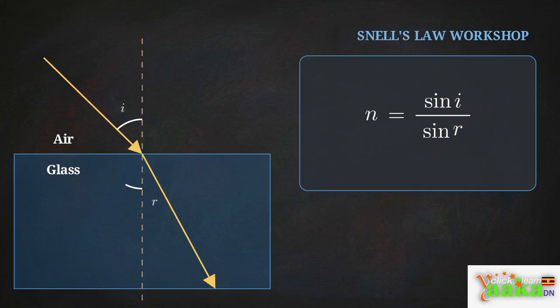When calculating these angles, there is a strict rule. You must always measure both the angle of incidence and the angle of refraction from the dashed normal line. You measure from the vertical line, never from the flat edge of the glass surface.